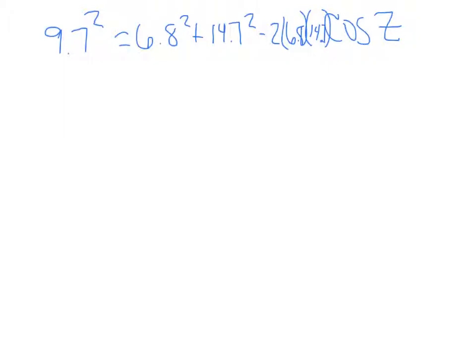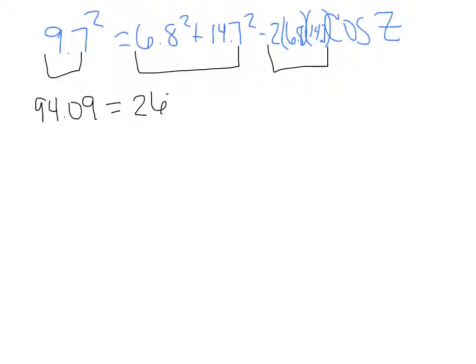you do this. So what I do is very first, I divide this into 3 sections. So I'm going to type these numbers into my calculator and get them all on a level playing field. So 9.7 squared is 94.09. 6.8 squared plus 14.7 squared is 262. Okay, 262.